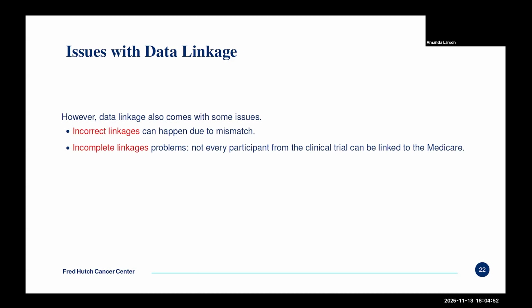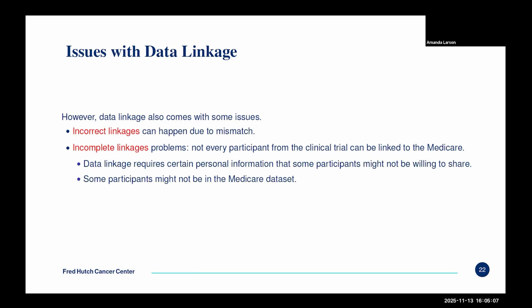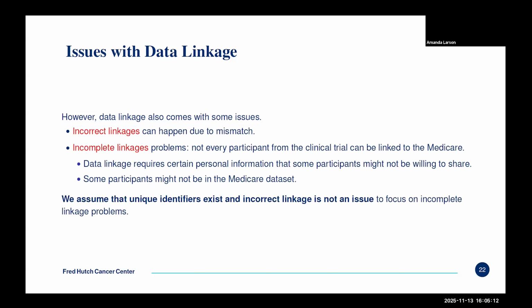First, not every participant may reach the Medicare age by the end of the clinical trial, and participants may also not be willing to share their social security number, so you don't get to link them. That's what leads to this incomplete linkage. For PCPT, it is fine, we have 70% getting linked. But for some later trials, the linkage rate is much lower.